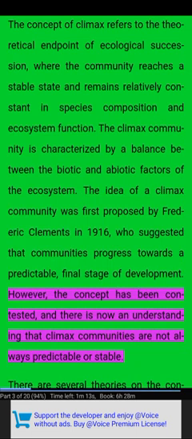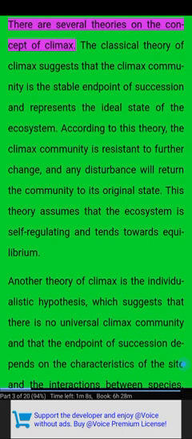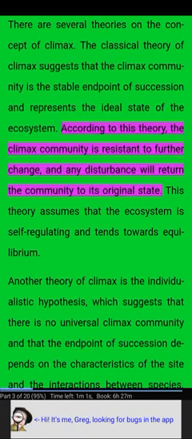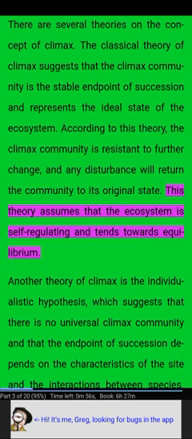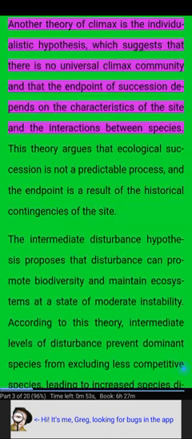However, the concept has been contested, and there is now an understanding that climax communities are not always predictable or stable. There are several theories on the concept of climax. The classical theory of climax suggests that the climax community is a stable endpoint of succession and represents the ideal state of the ecosystem. According to this theory, the climax community is resistant to further change, and any disturbance will return the community to its original state. This theory assumes that the ecosystem is self-regulating and tends towards equilibrium.